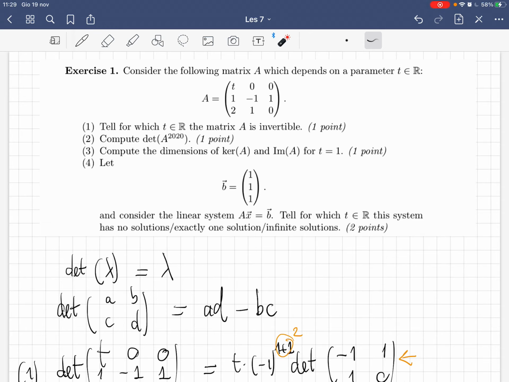So here I'm taking this B and I'm asking, consider this linear system and tell for which t this system has no solutions, exactly one solution, or infinite solutions. This is important. I don't ask you to find the solutions. I'm just asking you to say, is this unique? Does it exist? Are there infinite solutions?